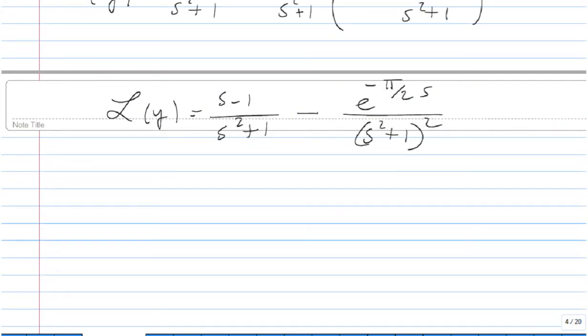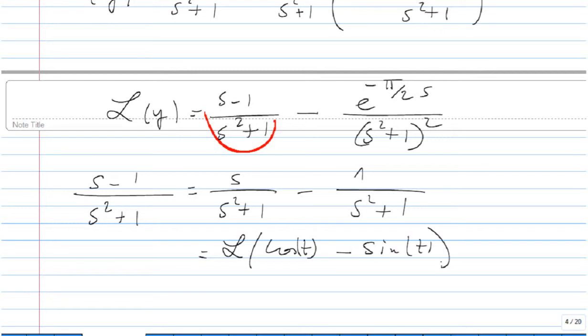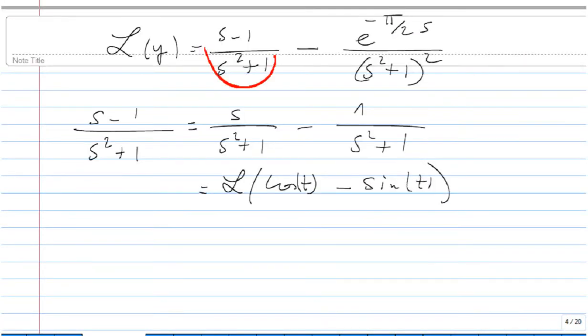For the first term, the inverse Laplace is easy. So now we have to use the inverse Laplace. For s minus 1 over s squared plus 1, that is s over s squared plus 1 minus 1 over s squared plus 1. So this will give me that this is the Laplace of cosine t minus sine t. So this is the easy part. Okay? So the second part is e to the minus pi over 2 s over s squared plus 1 squared.